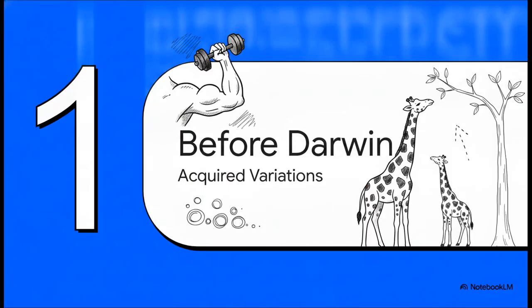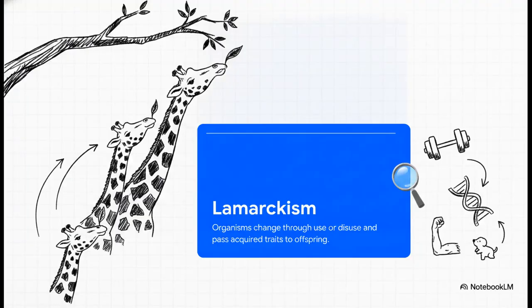Section 1, Before Darwin and Acquired Variations. So to really understand Darwin, we kind of have to rewind a bit and see what people thought before him. Enter a French naturalist named Jean-Baptiste Lamarck. He had this idea called the theory of acquired characteristics. Basically, he suggested that organisms literally change their own bodies through use or disuse over their lifetime, and then here's the kicker, they pass those newly acquired traits down to their kids.